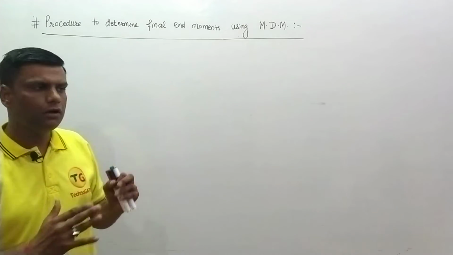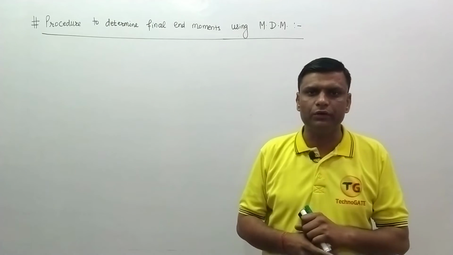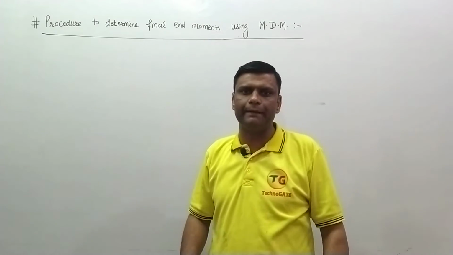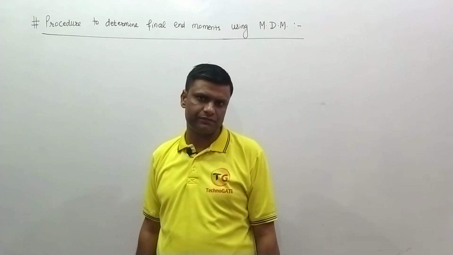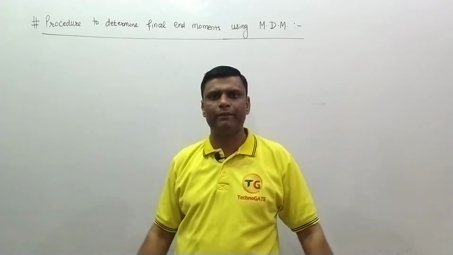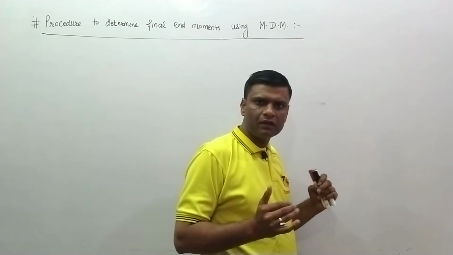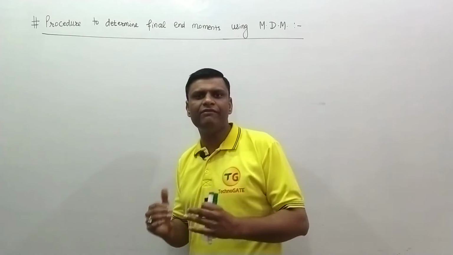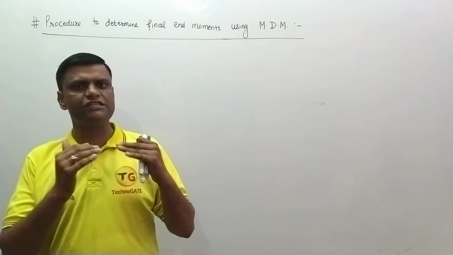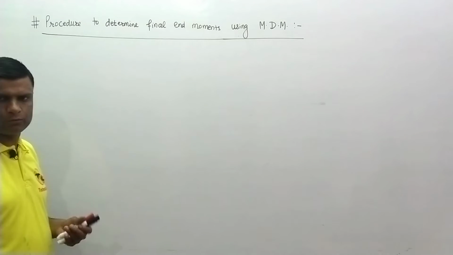We have to repeat all these steps for more and more accuracy of the calculations. At the end of the table, we add all the moments, which gives the final end moments. On the basis of these end moments, we draw the end moment diagram. Then we draw the simply supported moment diagram, and then superimpose both these diagrams to get the final moment diagram. This is the stepwise procedure.